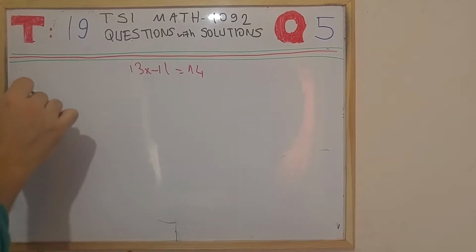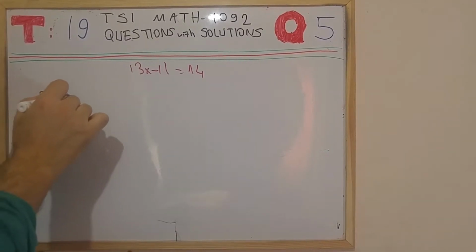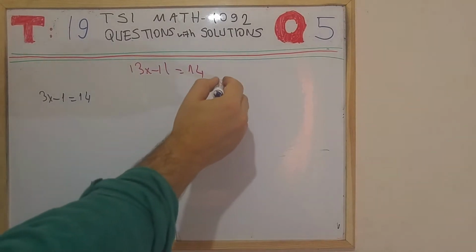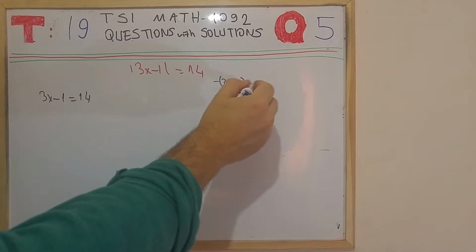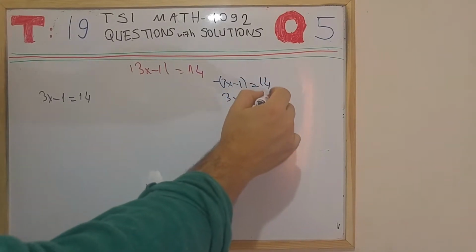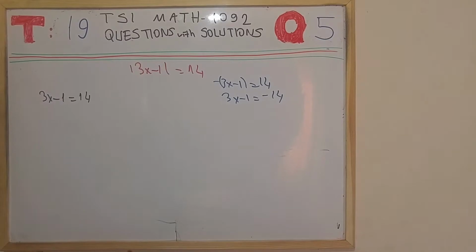This means that either 3x minus 1 is equal to 14, or minus 3x minus 1 is equal to 14, or simply 3x minus 1 is equal to minus 14. Let's solve both of these equations.